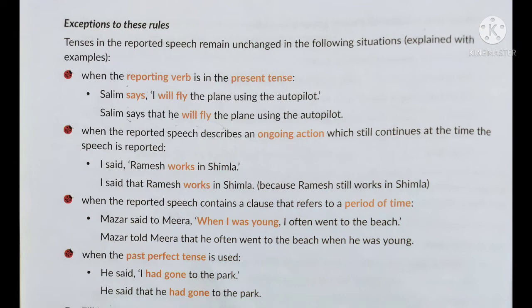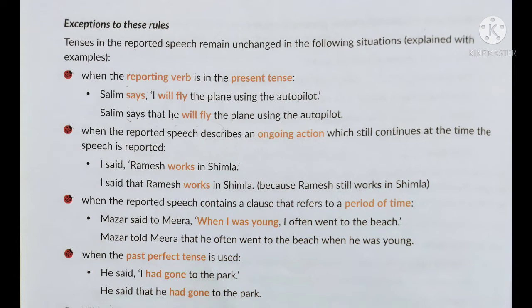Another situation is when the reported speech contains a clause that refers to a period of time. Period of time means about a particular time, either childhood or when a person has grown up and become an adult. For example, Mazhar said to Meera, when I was young, I often went to the beach. This is the sentence given in direct speech. When you change it into indirect speech, it becomes, Mazhar told Meera that he often went to the beach when he was young.